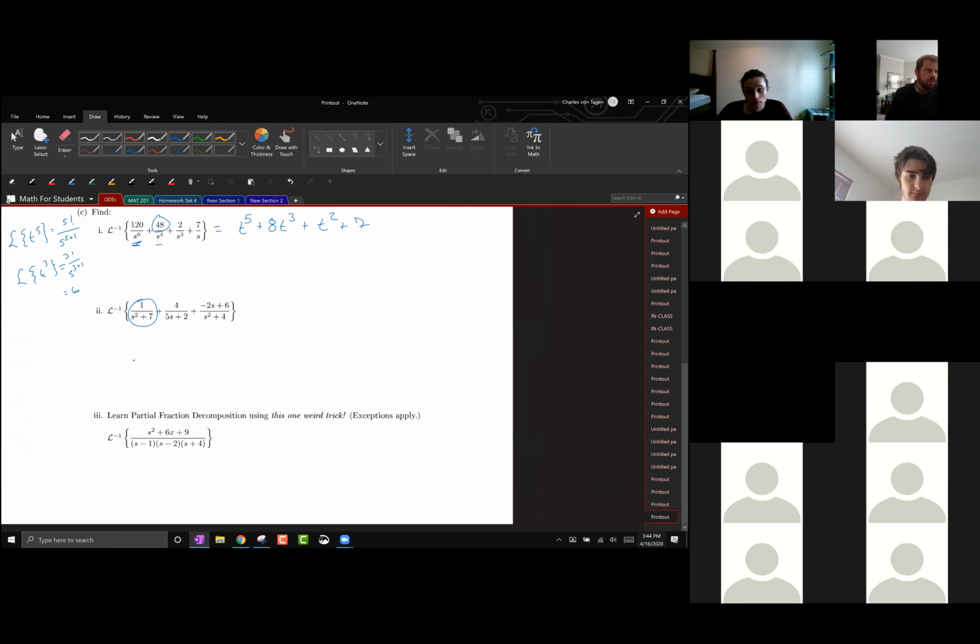Well, the thing I can't really adjust, although we could do some crazy completing the square, is this value right here without doing some complicated adjustments. So let's look at the inverse Laplace transform of just this one piece, 1 over s squared plus 7. I'm going to first rewrite it as the inverse Laplace transform of 1 over s squared plus the square root of 7 squared. Do we agree with that?